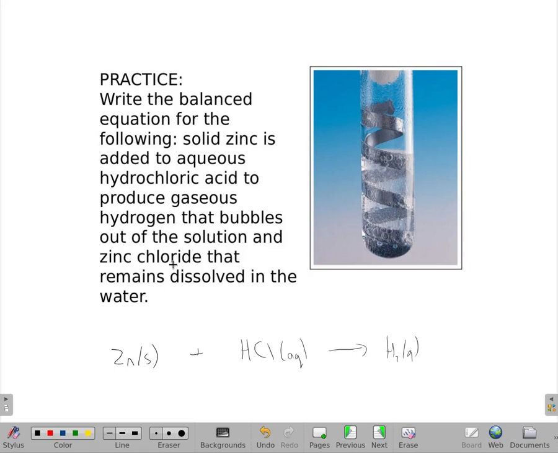and zinc chloride. I don't just want to write down just zinc chloride, because zinc always forms a positive 2 ion. Chloride's always -1. So zinc chloride is definitely ZnCl2. And it does say zinc chloride remains dissolved. So zinc chloride is aqueous. And now balancing it, zincs are fine. Hydrogens are not. So I'm going to put a 2 here, and that takes care of my chlorines too.